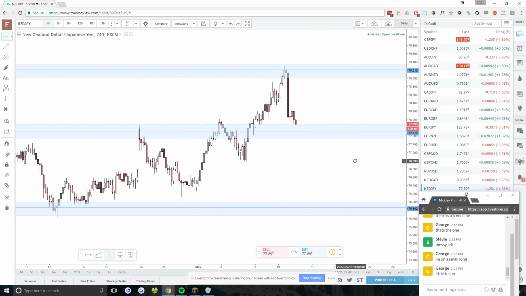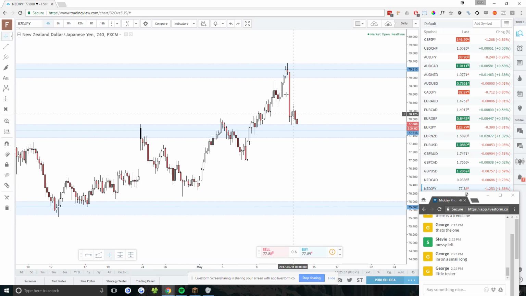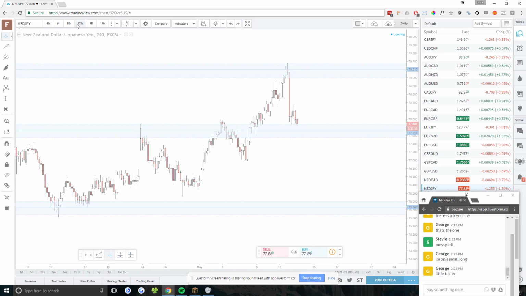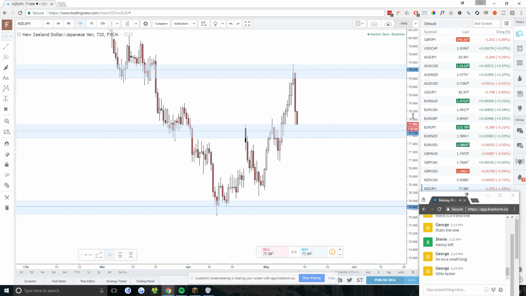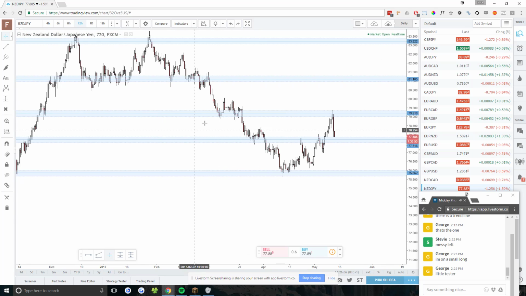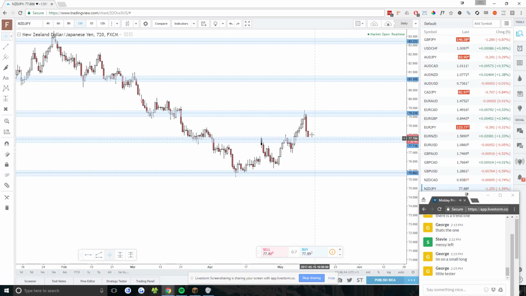New Zealand JPY. Okay. That looks good. Got a bullish trend. I mean, to be honest, the trend is pretty bearish, but it looks like this was the start of a bullish trend, right? It came up here, reversed because of news. It's hitting a support area.